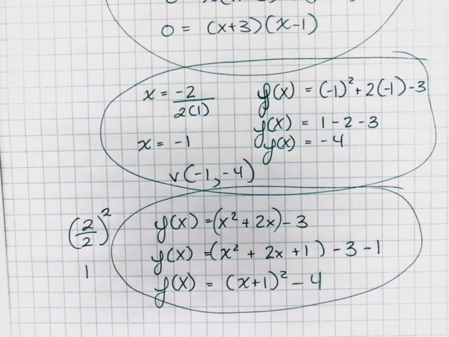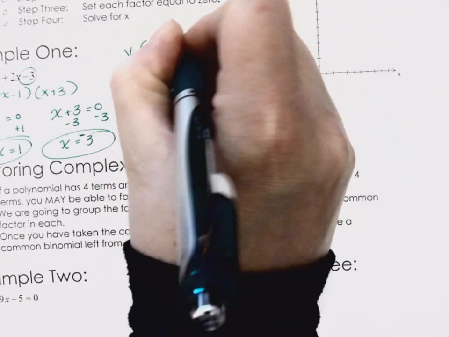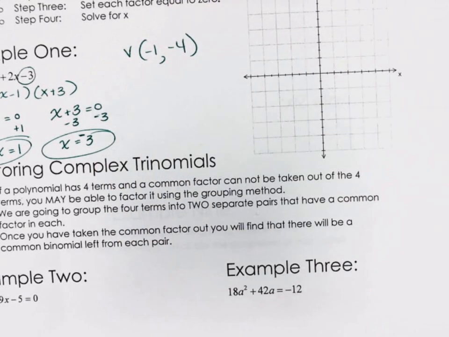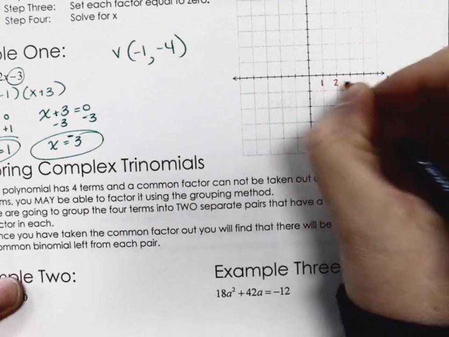And if you want to dabble in both, that's great. So we know our vertex is at -1, -4, and I showed the math for that. Okay, so let's talk graphing here. I need to label my increments.